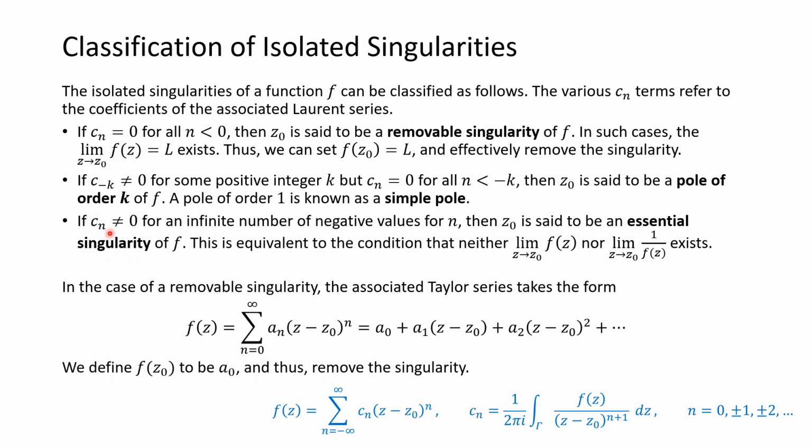And then the last case is when an infinite number of the coefficients with negative indices do not equal 0. It doesn't have to be all of them, but an infinite number of coefficients with negative indices are not equal to 0. Then you have what's called an essential singularity, and that's equivalent to neither the limit as z approaches 0 of f of z, nor the limit as z approaches 0 of 1 over f of z, existing. And we'll see some examples, and hopefully that'll make this a little bit easier to understand.